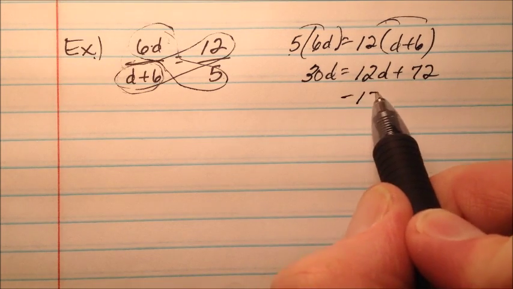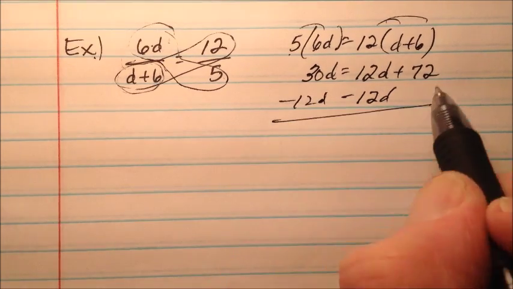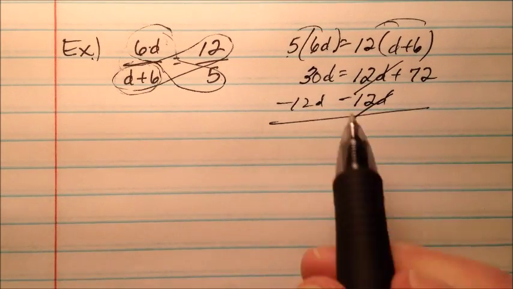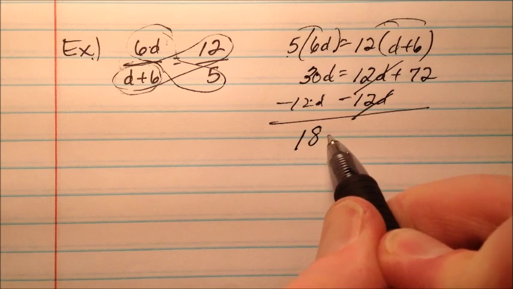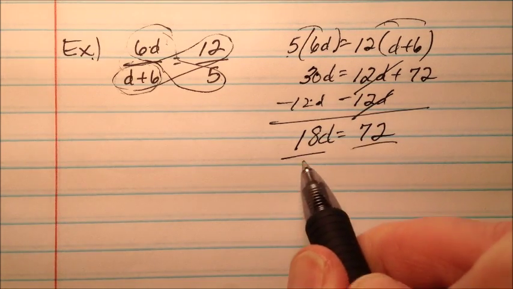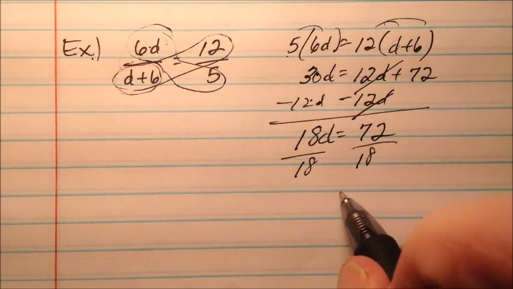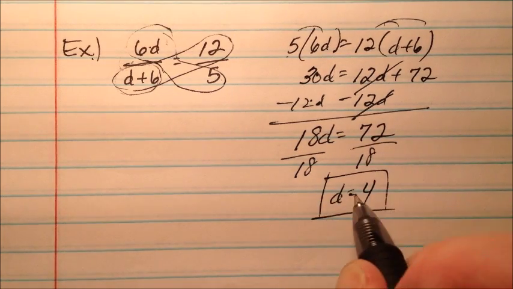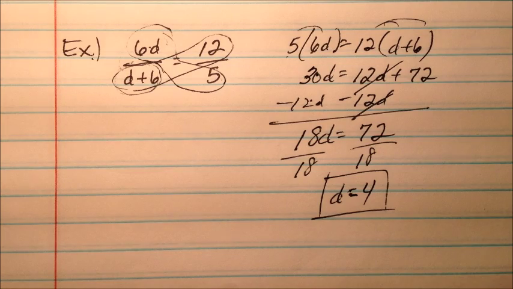Okay, so I can subtract 12d from both sides, and they cancel over here. And it looks like 30 minus 12 should be 18d equals 72. And that's nice. Let's just divide both sides by 18. And my value for d is going to come out to be really nice at 4.